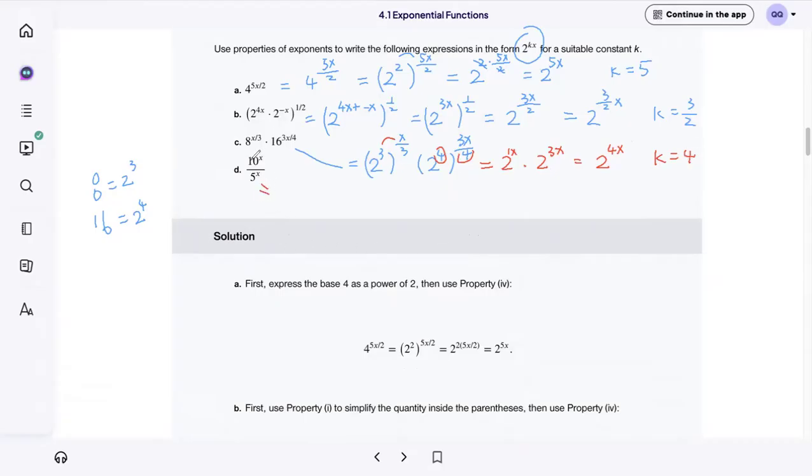Lastly, we have this division. So for 10 raised by x, we can write, first, both raised by x, like this: 10 divided by 5, then raised by x, right? Because 10 raised by x, 5 also raised by x. Then what's 10 divided by 5? 2. That's 2 raised by x. So what is the number before x? That's 1. So in this case, k equals 1.